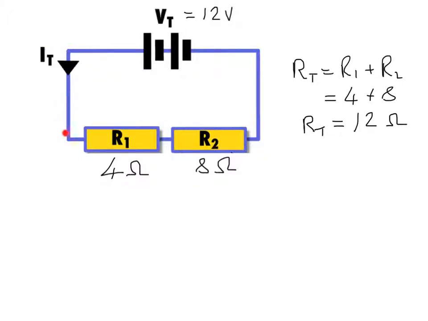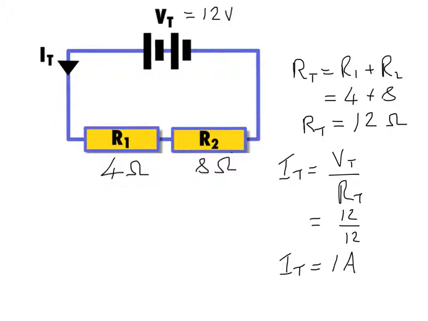This IT can be done by V over R, where V is this and R is the total resistance. So IT is VT over RT, which is 12 volts over 12 ohms, which will give us 1 ampere. Now what if we were interested in the voltage here and the voltage here? Well, we can just use Ohm's law now with IT times this R to get that voltage and IT times this R to get that voltage.